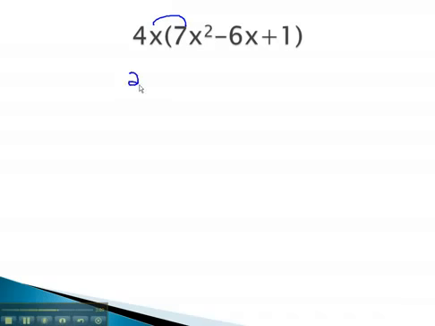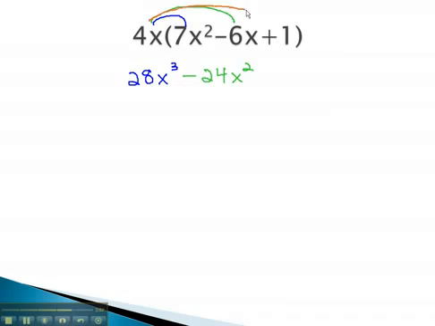4 times 7 is 28. When we multiply the x's, there were already 2 x's on this term. Now we're multiplying another x into that, so we have a total of 3 x's, or x cubed, in this term. Continuing to distribute, 4x times -6x. 4 times -6 is -24. Again, we've got 1 x multiplied by another, so now we have x squared, or 2 x's multiplied together.